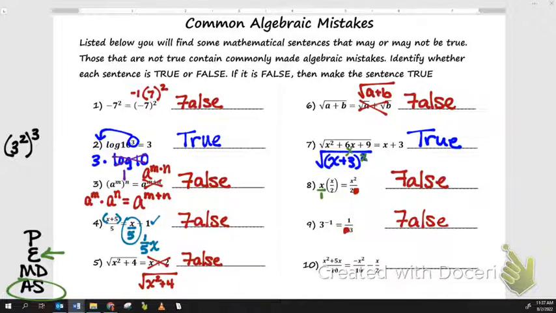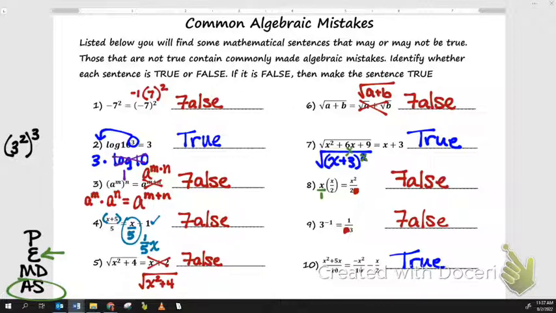And last one. Good job, guys. We got 8 people there. This one is true. Nice work. Similar to number 4 back here, where we talked about that numerator's inside parentheses, so I'm dividing both pieces of that binomial by the denominator. That's exactly what they're showing here.